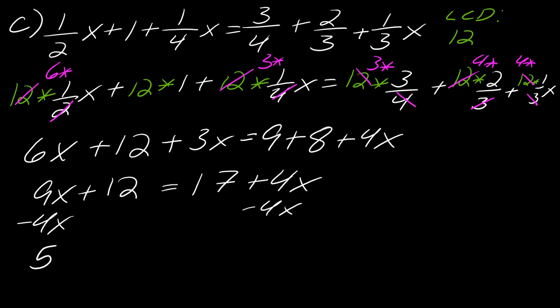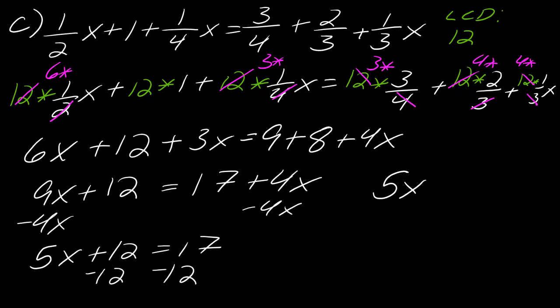So now I'm going to subtract off the 4x. So I get 5x plus 12 equals 17. And then I will subtract off these 12s to get 5x equals 5. And then I can divide both sides by 5 to get x equals 1.